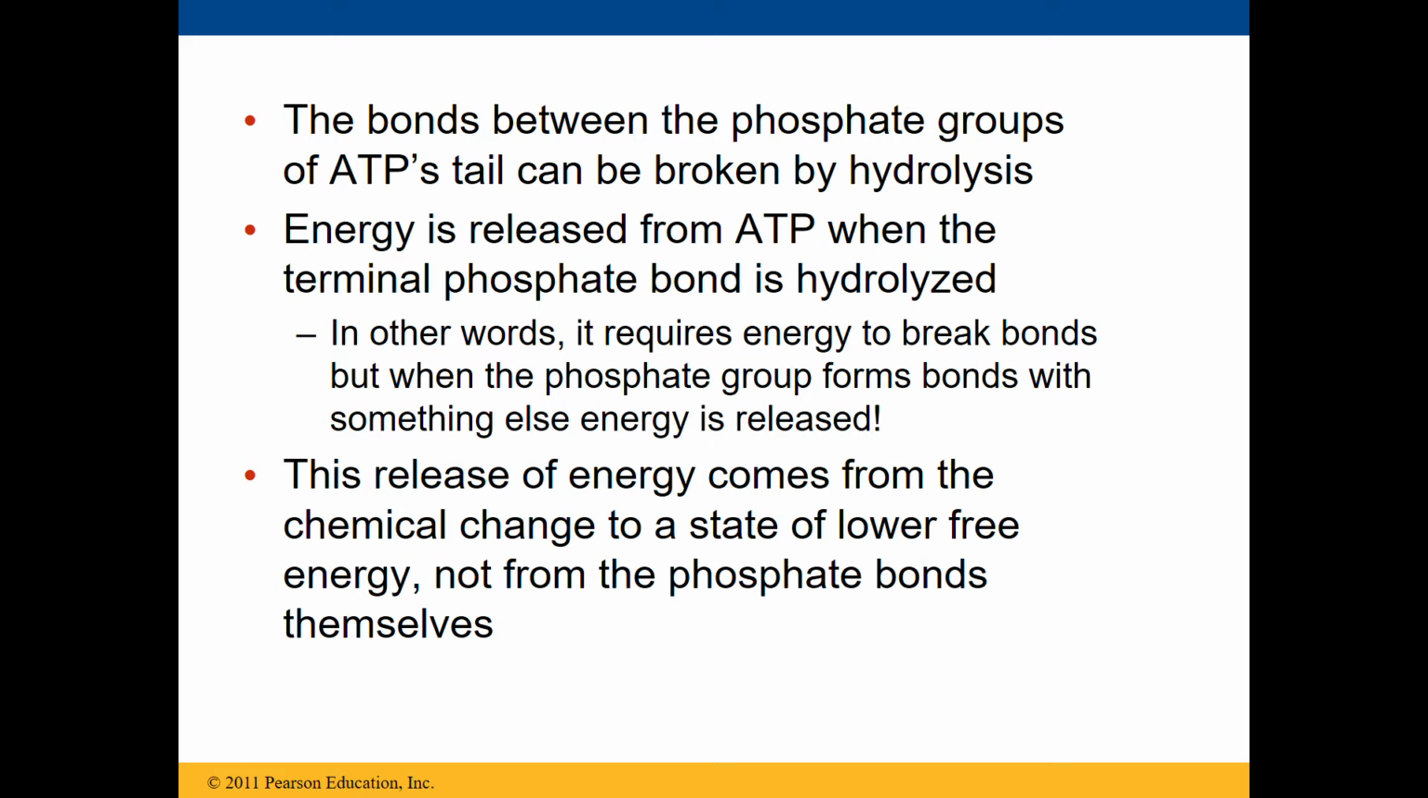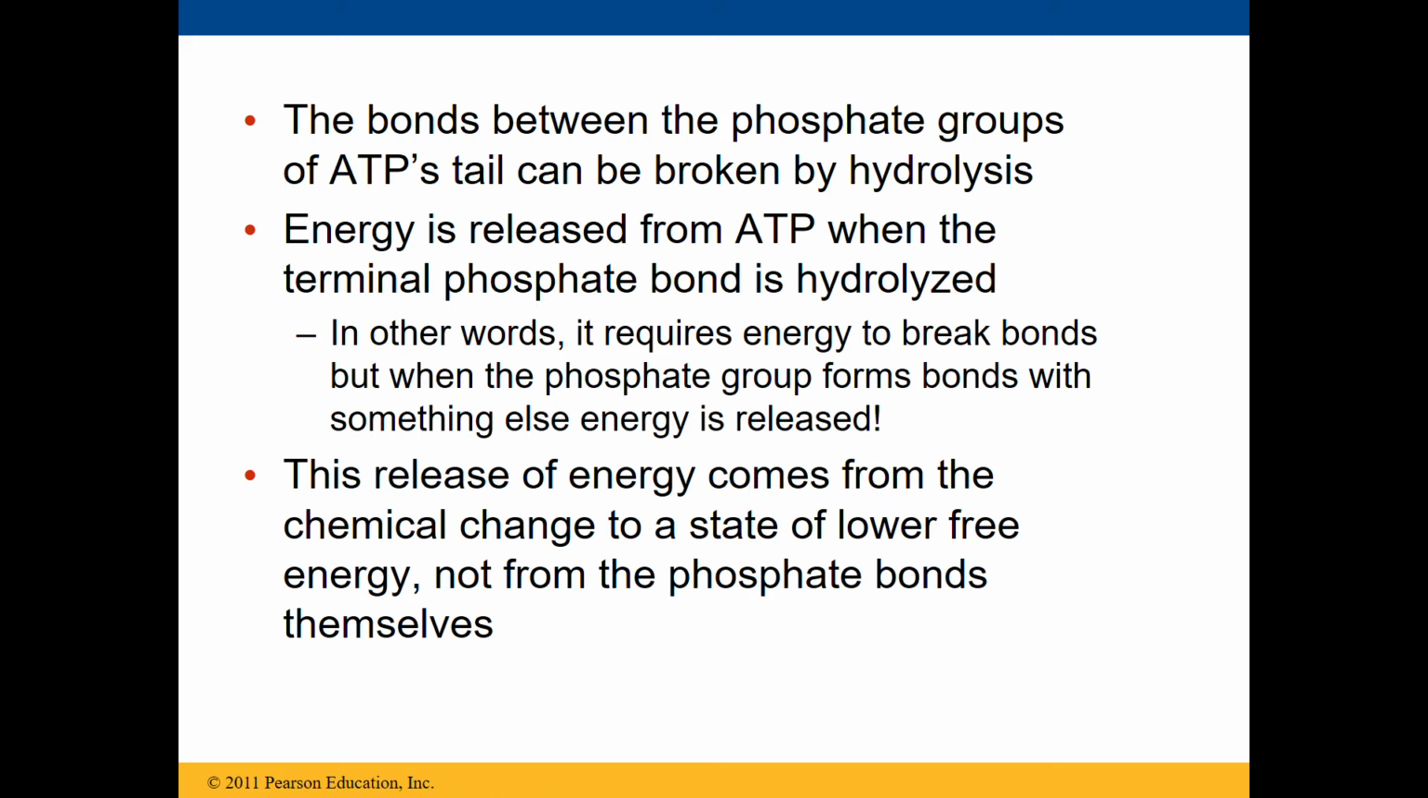So the bonds between the phosphate groups of ATP's tails can be broken by hydrolysis, and energy is released from ATP when the terminal phosphate bond is hydrolyzed. In other words, it requires energy to break bonds, but when the phosphate group forms a bond with something else, the energy is released. Okay, so that's a fundamental principle in chemistry. Whenever you want to break a bond, energy goes in. Whenever you make a new bond, energy is released.